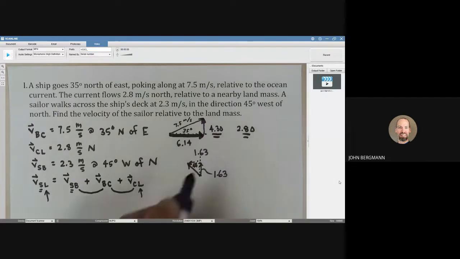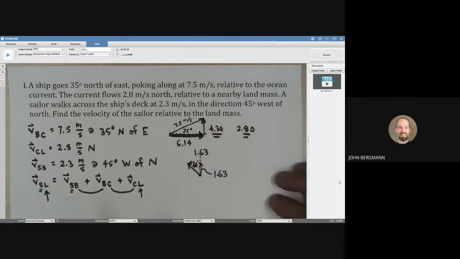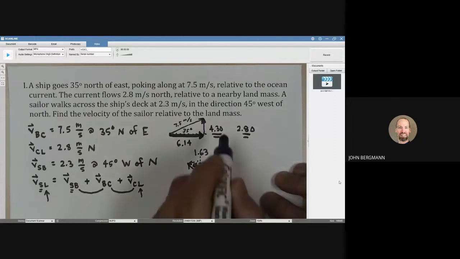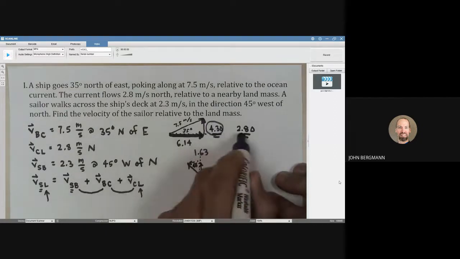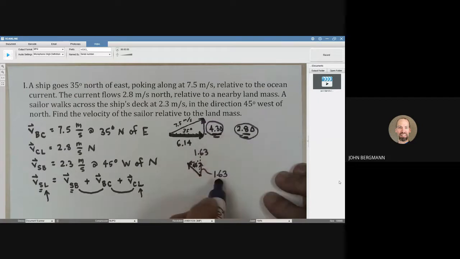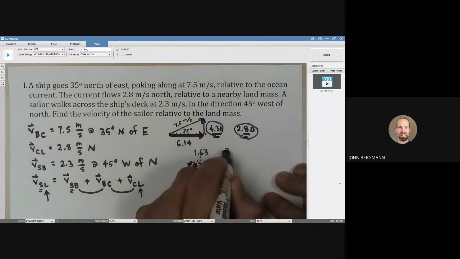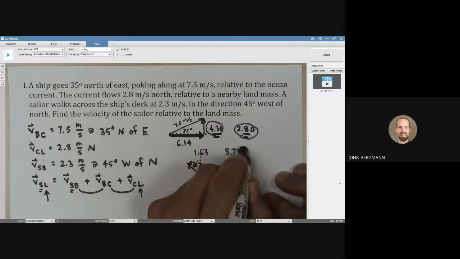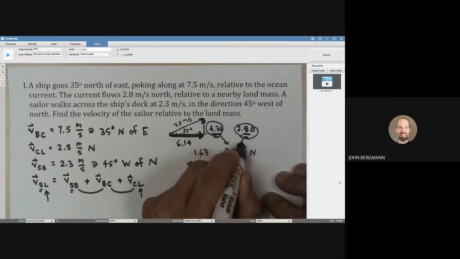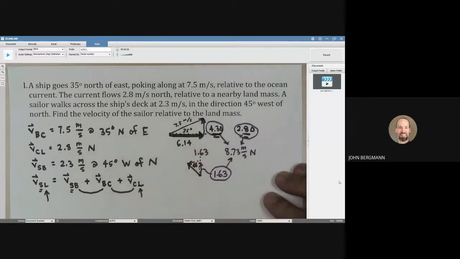meters per second. So let's look at what we have in the northerly direction. 4.3 to the north, 2.8 to the north, and 1.63, all to the north. When we add those up, that gives us a total of 8.73 meters per second to the north when we put those three vectors together.